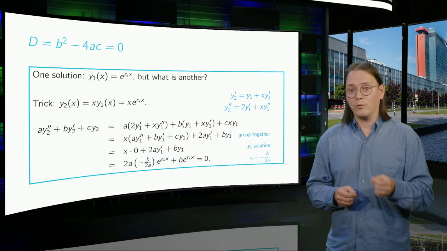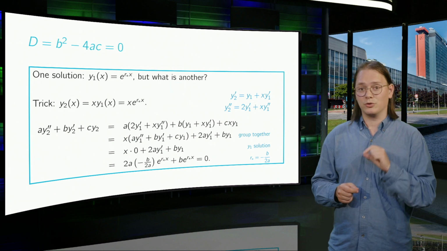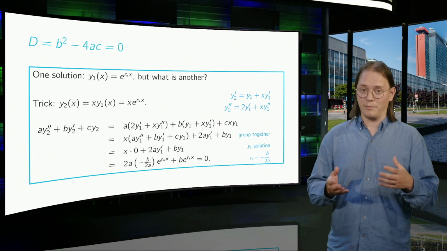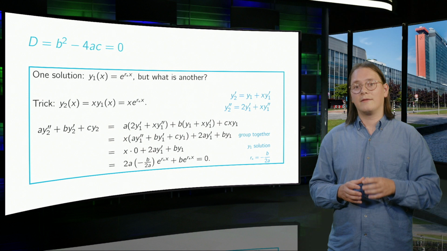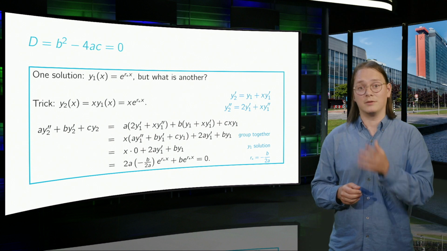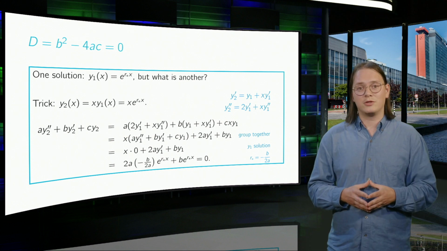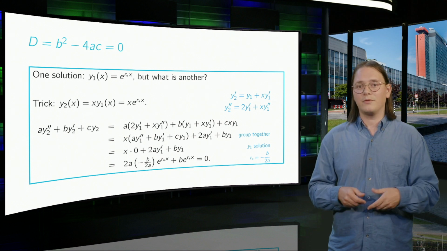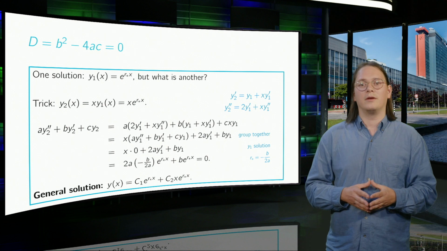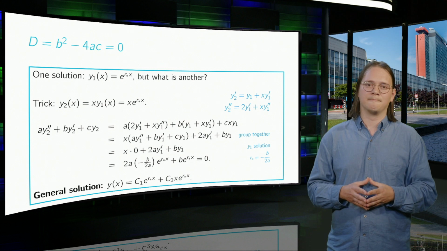Recall that y1 was e to the power r star x, and that r star was equal to minus b over 2a. Hence, 2a y1 prime plus b y1, the remaining term, is equal to 2a times minus b over 2a times e to the power r star x plus b times e to the power r star x, which is 0. Therefore, y2, as we chose it, is a solution to our differential equation. The general solution to our equation will now look like y of x is c1 times e to the power r star x plus c2 times x times e to the power r star x.